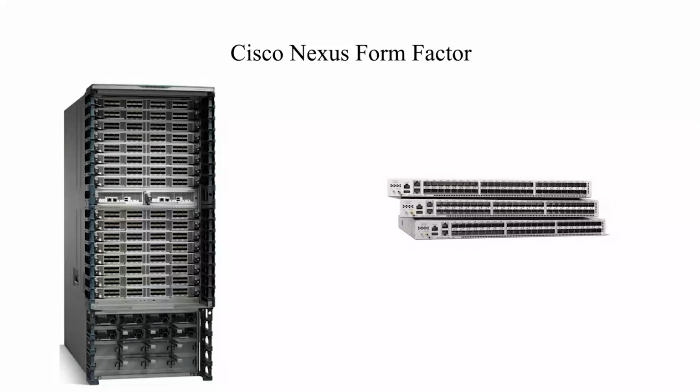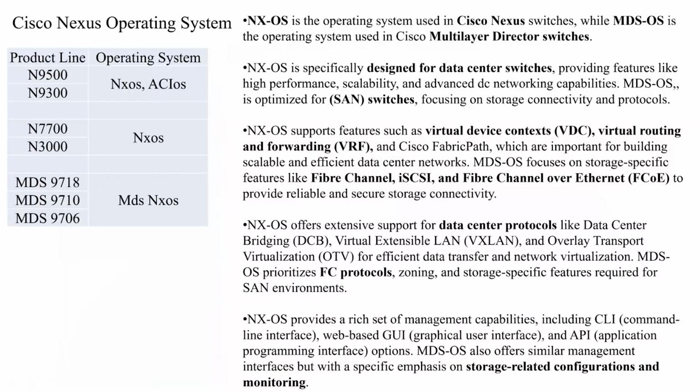Now what you're looking at here is a 7700 series, and the chassis type and the fixed port type. Operating system. So far we have come across three different operating systems. We see that there is MDS, and then there is Nexus, and then there is the ACI operating system. First, what is this Nexus operating system?